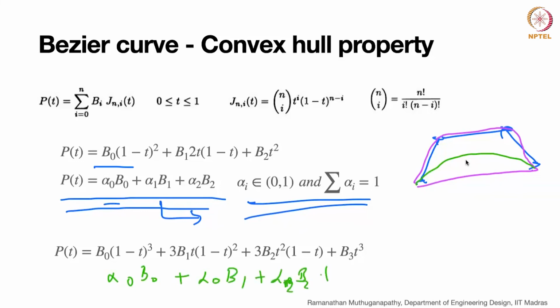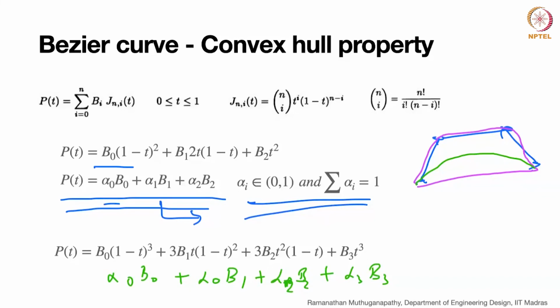Sir, could you please explain why it will lie inside? Okay, that is a good point. First you understood that it will lie within the convex cell. Now if you substitute t equals 0, in any of these equations, second degree or third degree, it doesn't matter, what will happen? We get the first control point, B naught. Remember, it has to lie on that control point. That is what we said.